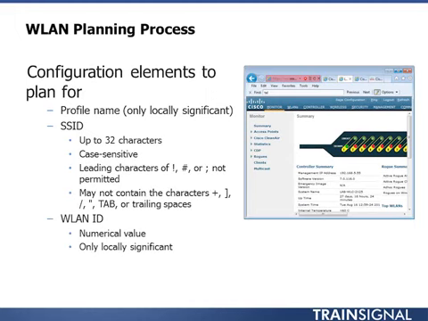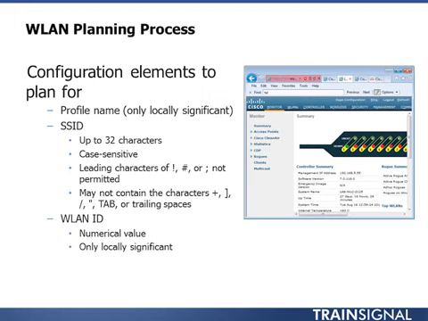So once I've planned my interface, then I need to plan what I want for my wireless LAN. When I think about my wireless LAN, I want to think about a profile name. A profile name is only locally significant. Again, it's useful to think about for consistency and ease of use for people administrating the system. Then you want to think of the SSID for your wireless LAN. And again, you may want to set up multiple SSIDs, so multiple wireless LANs.